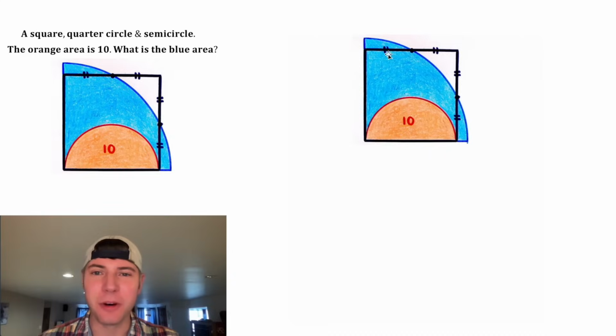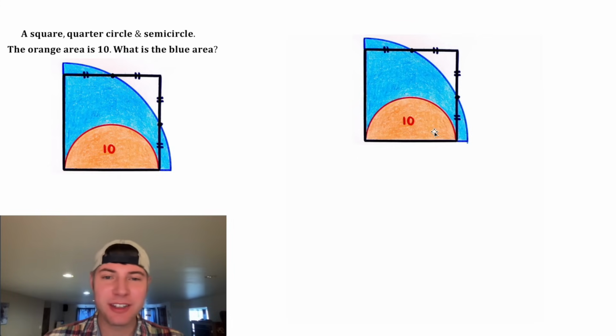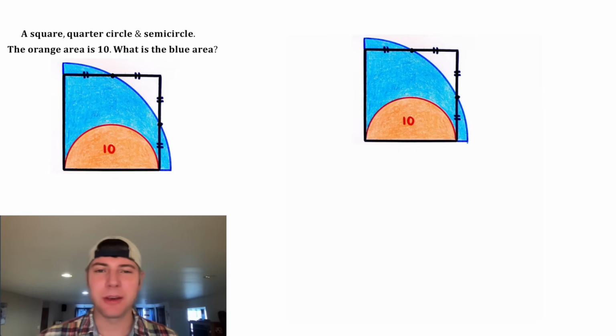Hey guys, this looks like a fun one. It's a square, a quarter circle, and a semicircle. It says the orange area is equal to 10. What is the blue area? If you want to try it on your own, pause it right now because I'm going to solve it in 3, 2, 1.